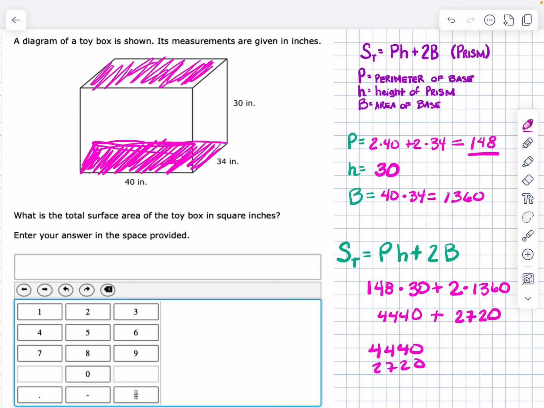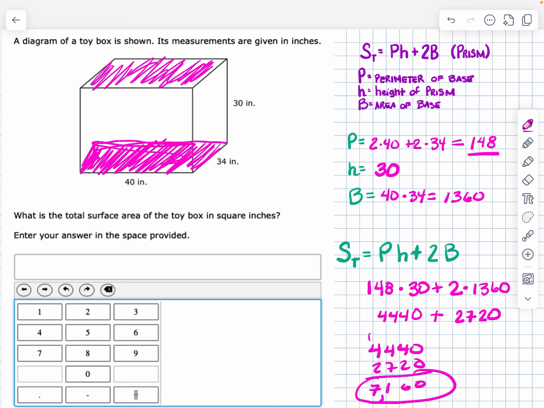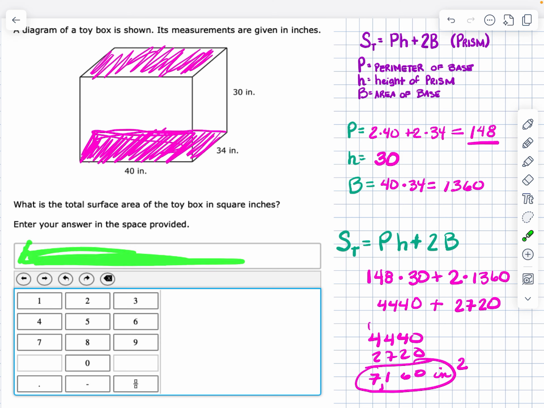2,720, and we're going to get 7,160. Okay, and that's going to be inches squared, although you don't have to put that into this little answer box down here. Okay, 7,160.